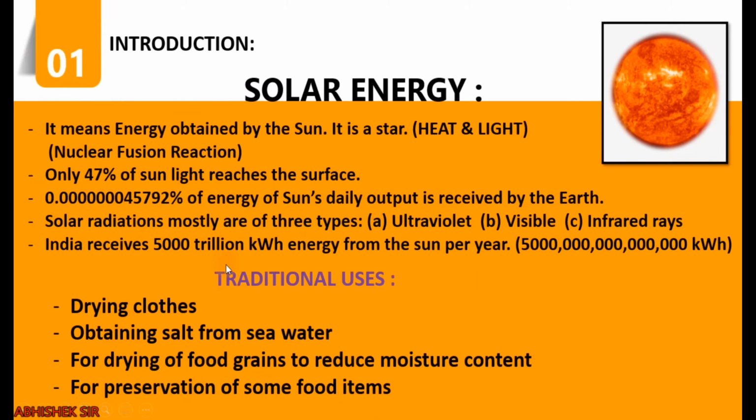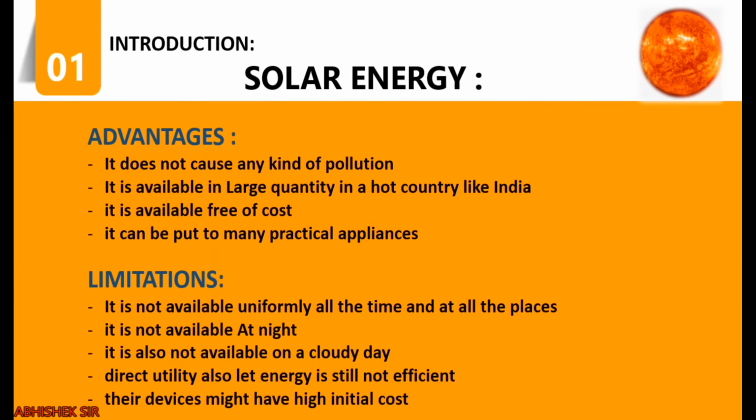it clearly, right? So what we are doing is we are having some traditional uses like drying clothes, obtaining salt from sea water, and drying of food grains to reduce moisture content, for preservation. So these small traditional uses of solar energy we were having, but now things are changing.